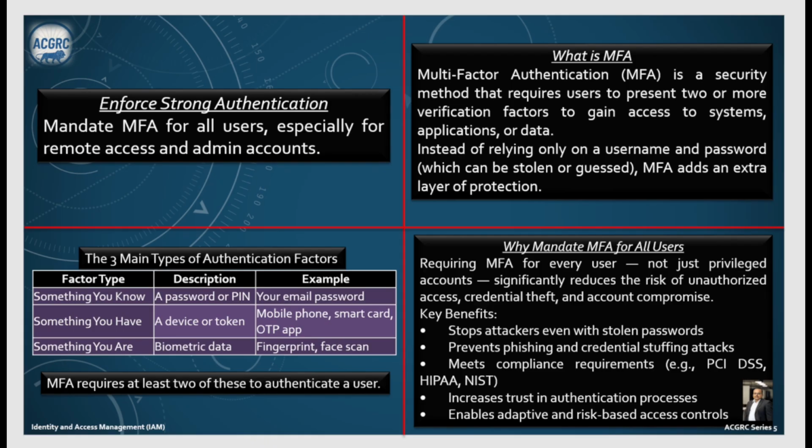From an authentication perspective, there are three types of authentication. Something you know, which could be a PIN or a password. Something you have, a device or a token, which could be mobile phone, smart card, OTP app, etc. And something you are, which is your biometric data, your fingerprint, your face scan. When it comes to MFA, it requires at least two of them to authenticate a user.